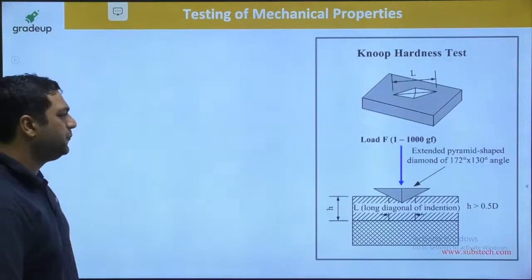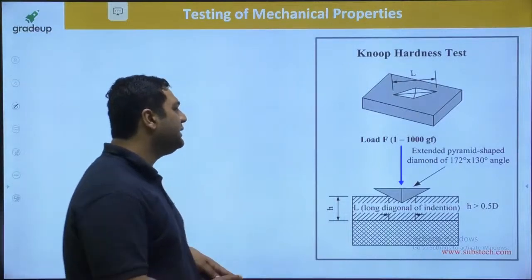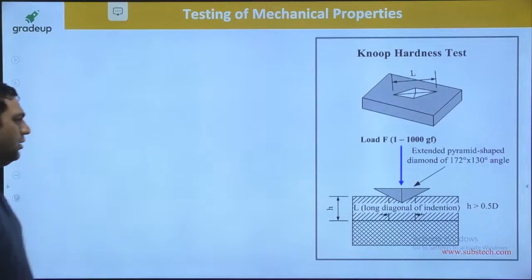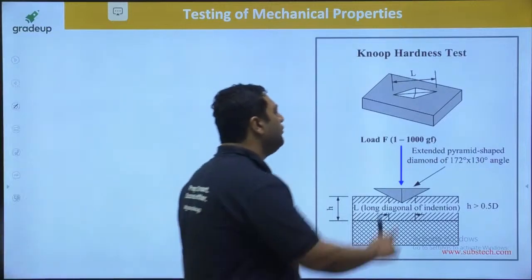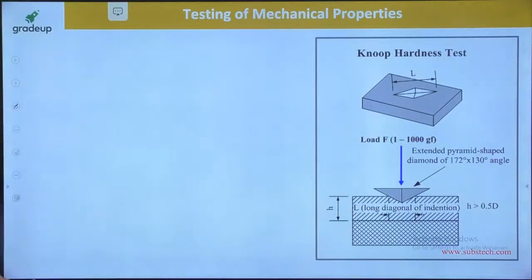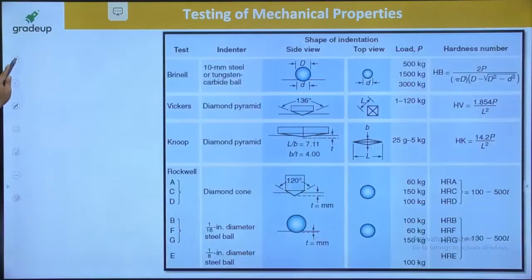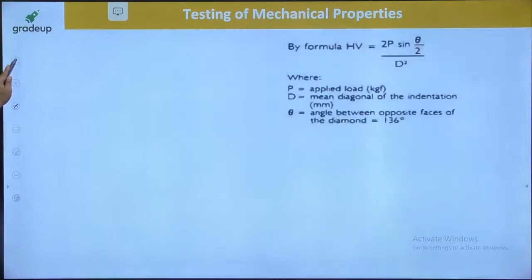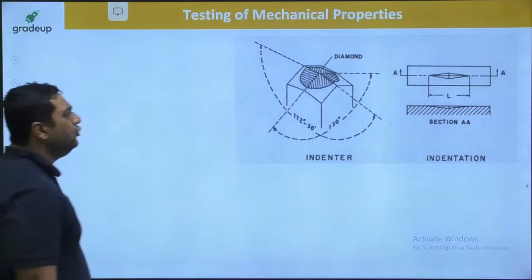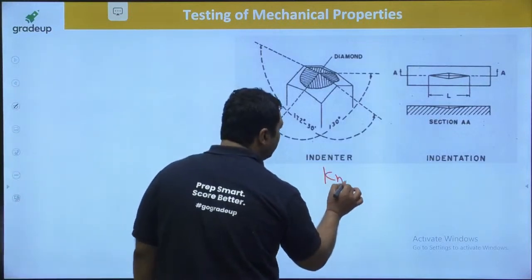Now we are coming to the Knoop hardness test. For the Knoop hardness test, you are going to have an indenter which is having a shape such that you will get that kind of indentation. So if you want to see the indenter, I am showing you how it looks like. The indenter of the Knoop hardness test looks like this.